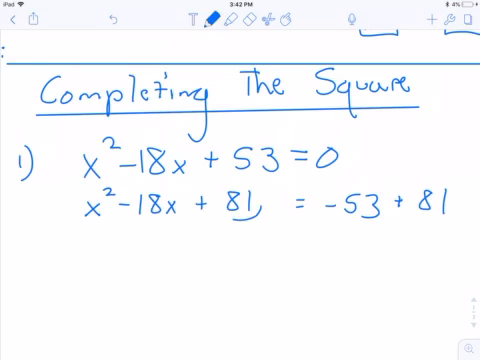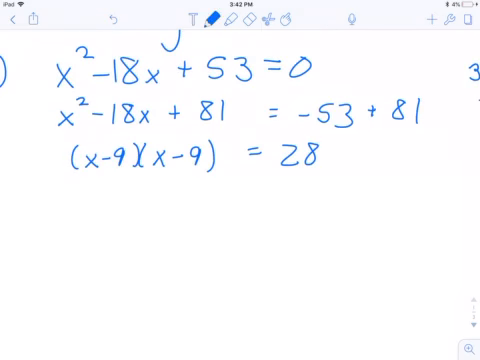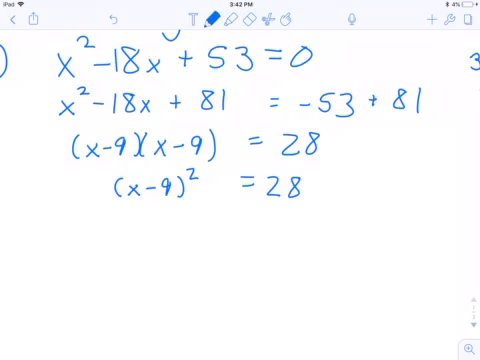Well, I think you'll see once we factor the left-hand side. The 2 numbers that multiply to get 81 and add to get negative 18 are negative 9 and negative 9. So this factors to x minus 9 times x minus 9. Negative 53 plus 81 is 28. And we can rewrite x minus 9 times x minus 9 as x minus 9 squared. And so now, hopefully you see that we can solve this equation by taking square roots.